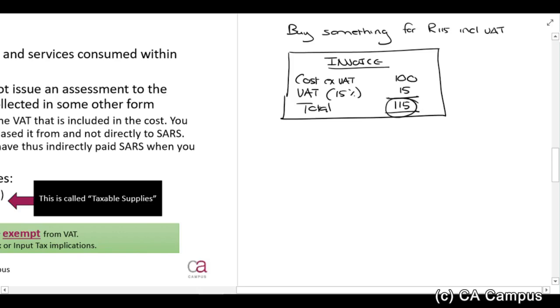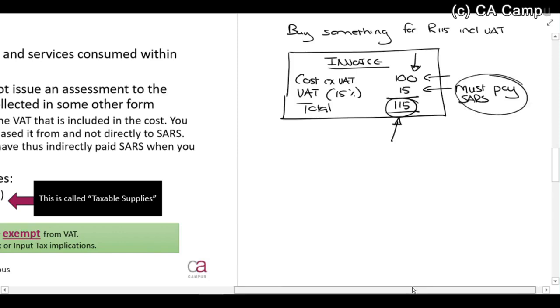But what is that 115 rands? It is 15 rands VAT and 100 rands, which is the cost price. That 15 rands VAT, the shop owner, the person that sold to you, must pay to SARS. So, who's actually paying for it? You, because you're spending 115 rands instead of just 100 rands. So you are paying for it indirectly. It's an indirect tax because you're paying it, but the shop owner must pay it across to SARS.